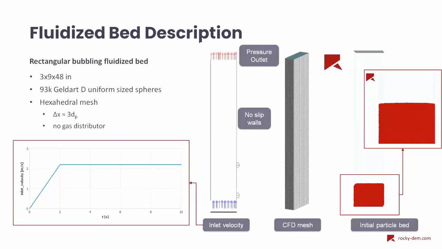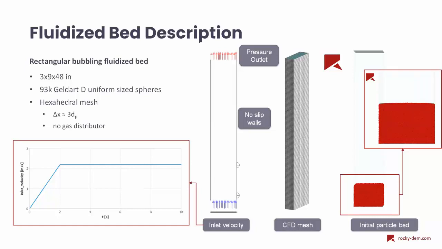So for today's webinar, I chose a very simple rectangular bubbling fluidized bed, as you can see here. It has a rectangular inlet. It uses Geldart D particles, so they are small but not so small. They have roughly 3 millimeter size. We are using spheres, as you can see on the right side here. And for this bench-scale fluidized bed, we'll have circa 93,000 particles.